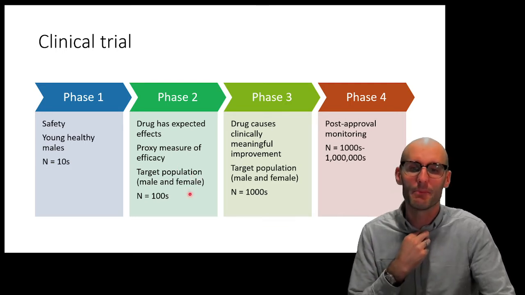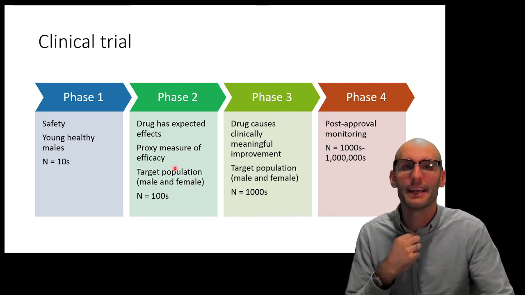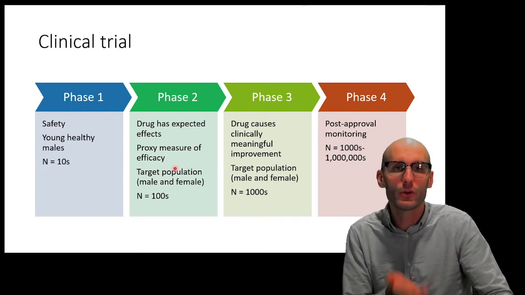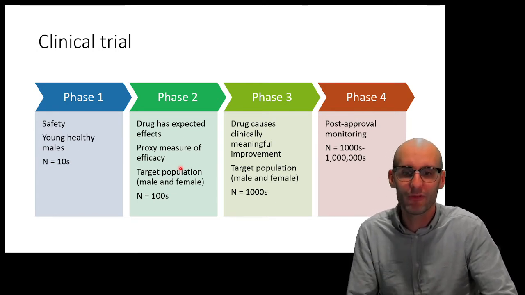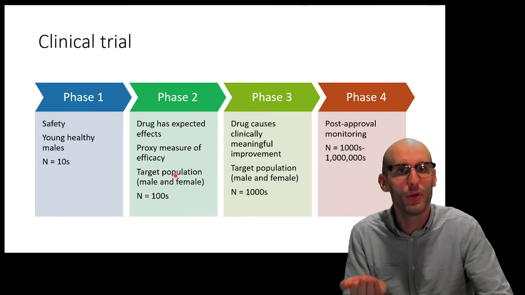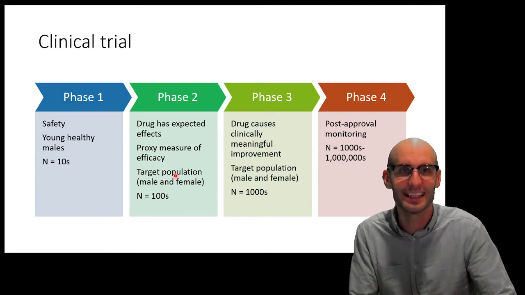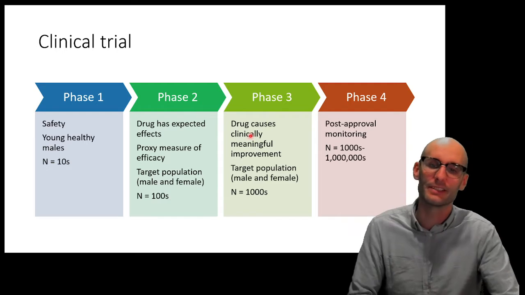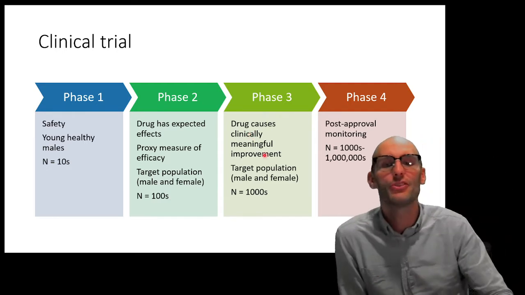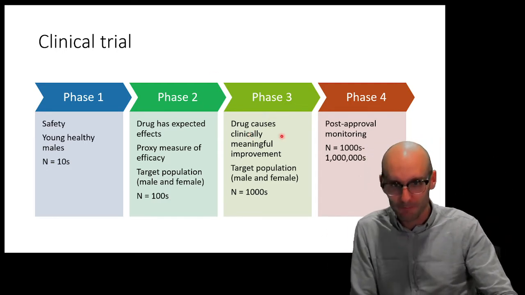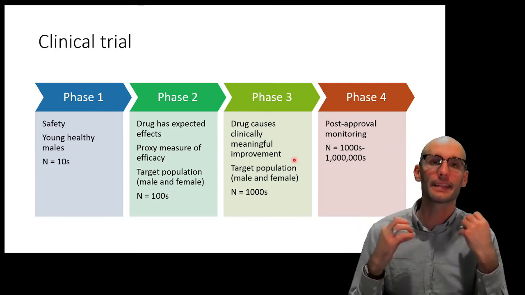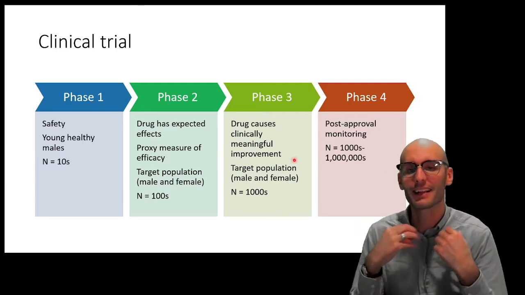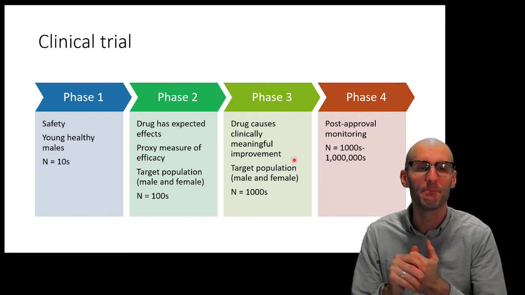It's typically done in males and females, and it's typically done in the target population. So if your drug is designed to cure hay fever, it will be done in people who have hay fever, right? So if it's an antihistamine, it will be done in hay fever, and its ends are in the hundreds. Then after that, we jump into the phase 3 clinical trial. Now, this is us answering the question, does the drug cause a clinically meaningful improvement?